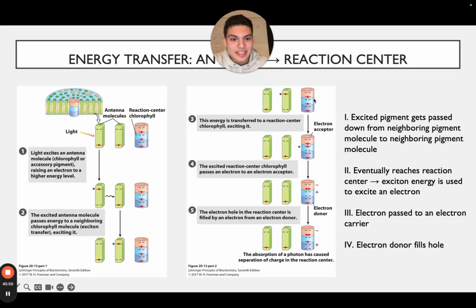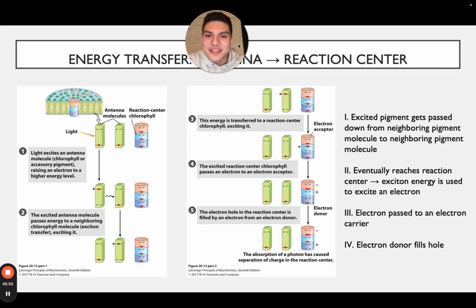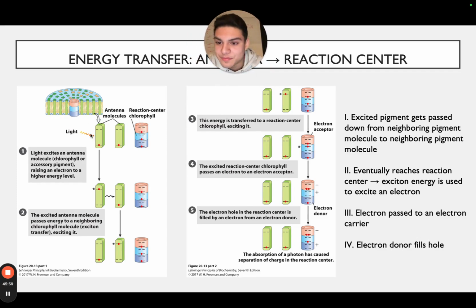So now talking about this very confusing diagram, I will break it down because I had a hard time understanding this the first time. So what we see here is light's going to come in, right? And we have these antenna molecules. These are not our special pair. These are just molecules that are chlorophylls. They're pigments. They can absorb light. And the light's going to come in. It's going to excite this electron inside the antenna molecule.